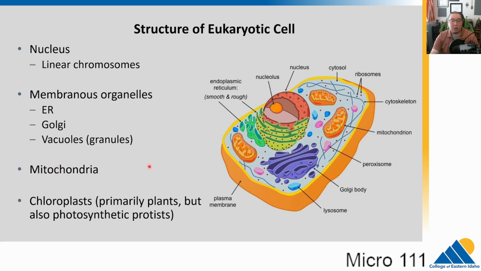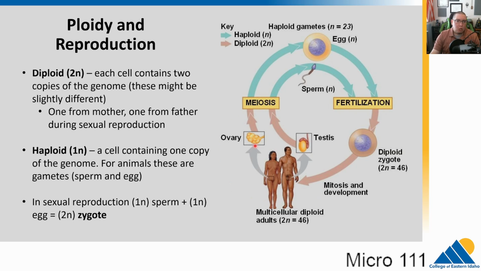We also have mitochondria. Those are the powerhouse of the cell, right? They produce energy through making ATP, as we've seen in the metabolism chapter. Plants and some photosynthetic algae contain chloroplasts, which are a different organelle that can undergo photosynthesis and produce oxygen in the process, as well as sugars. We're going to talk about two new terms here.